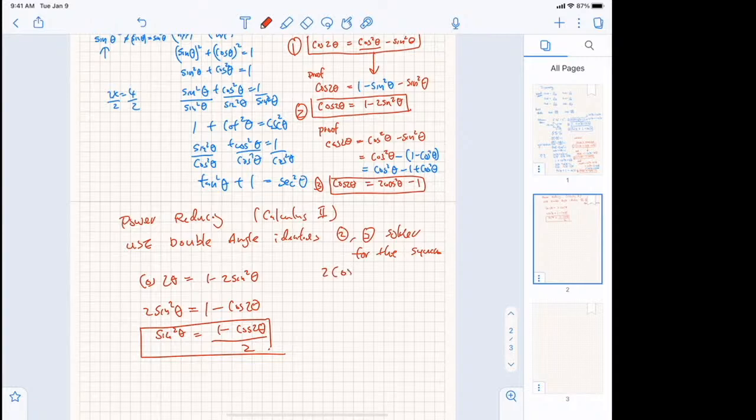So 2 cosine squared theta minus 1 is equal to cosine 2 theta. So I'm going to solve for the square, so I'm moving this to the other side. Actually, I'm going to use the same trick. If I move it to the other side, it's going to be 1 plus cosine 2 theta. And if I divide it by 2, that's cosine squared theta equal to 1 plus cosine of 2 theta over 2.